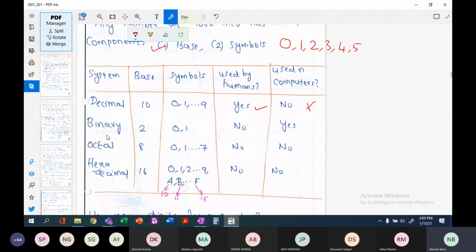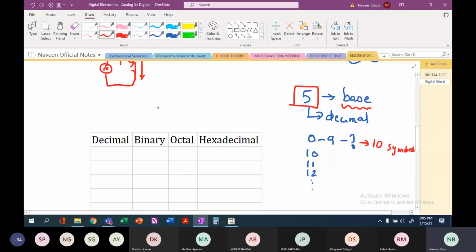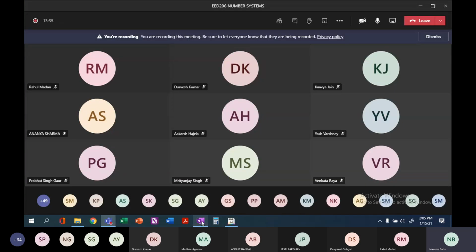The next kind of number system is the binary number system. When I say a binary number system, it means its base is 2. When I say base 2, it means that the number of symbols possible in that number system is only 2. That is why it is called binary. Bi means 2. What are those particular symbols? It is 0 and 1. They are the symbols of a binary number system.